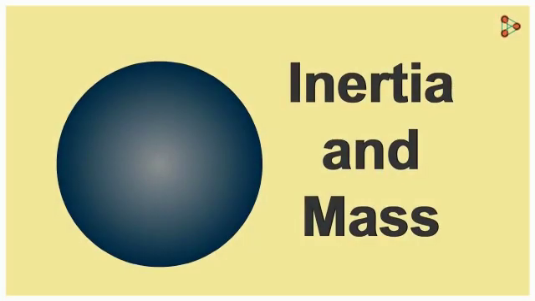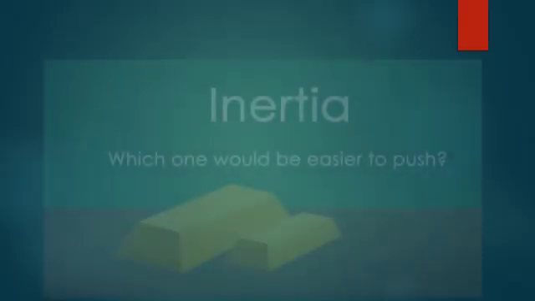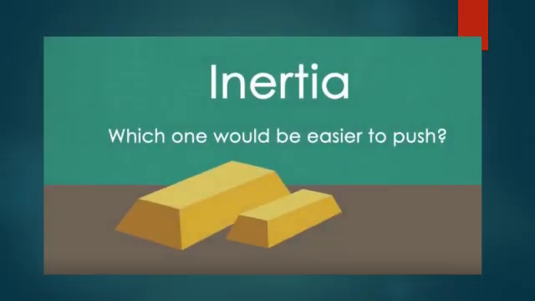Now we will see a relationship between inertia and mass. Inertia and mass have a certain relation between them, so we'll see what that relation is. Here you can see I have two bricks. One is small and one is big. Which one do you think will be easy for us to push, the smaller one or the bigger one? Obviously everybody will say the smaller brick will be easy to push.